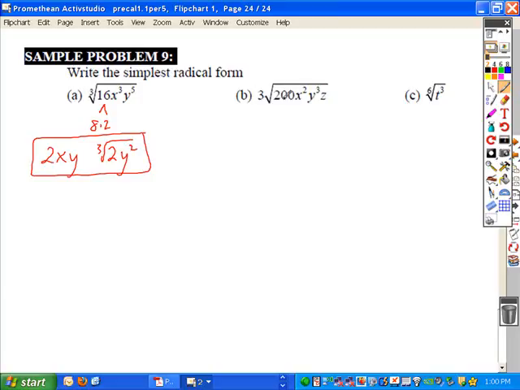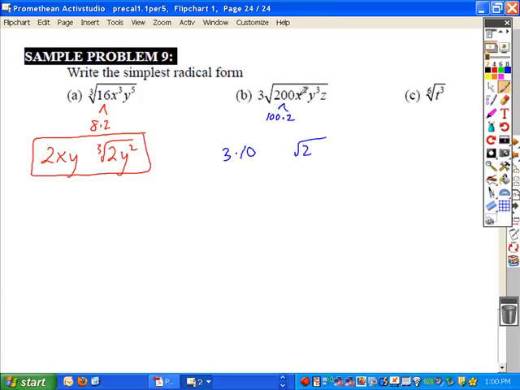Okay, but we're looking for perfect square factors of 200. Are there any? 100. So we get 100 times 2. So we have our factor of 3 that we started with. The square root of 100 comes out as 10. And this factor of 2 stays inside our radical.